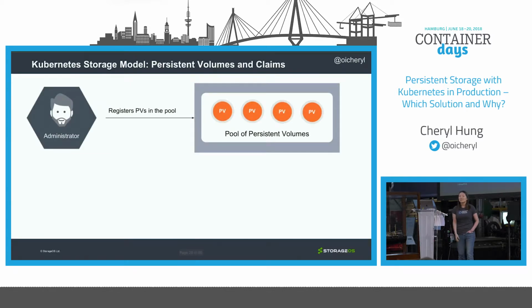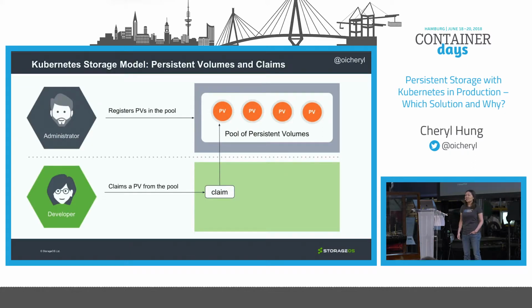So let's look at the storage model for Kubernetes. The base level of abstraction of a piece of storage is a persistent volume in Kubernetes. A persistent volume has a size, it might be 10 gigabytes, and it's backed by some actual piece of storage. And in the Kubernetes world, an administrator can create a bunch of these persistent volumes, or PVs, and place them into a pool.